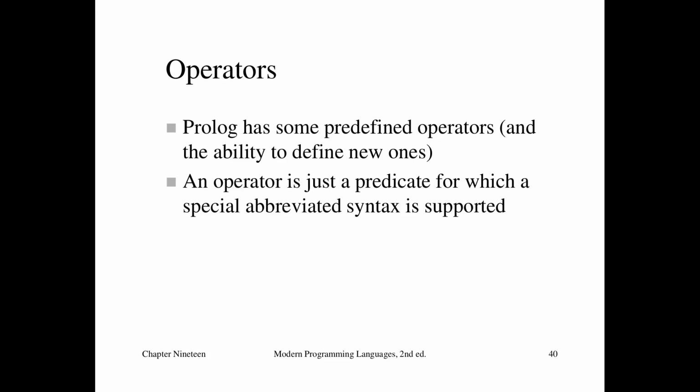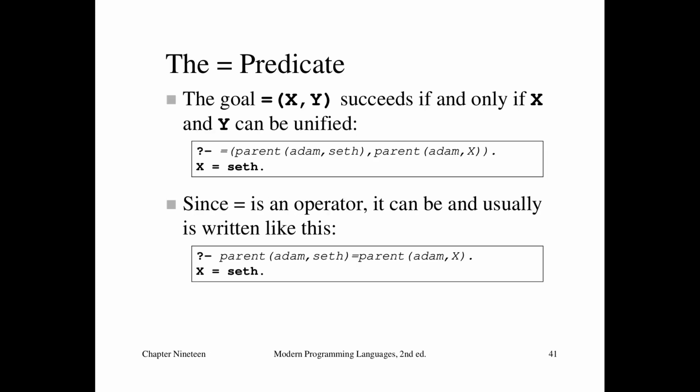Just like any other language, Prolog has some predefined operators, and you also have the ability to define new ones. An operator here is simply a predicate with special abbreviated syntax support. For example, we can use the equality operator to test if two things are equal, and it only will succeed if x and y can be unified.